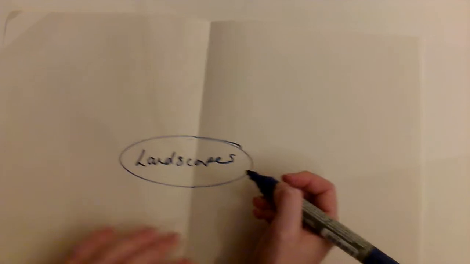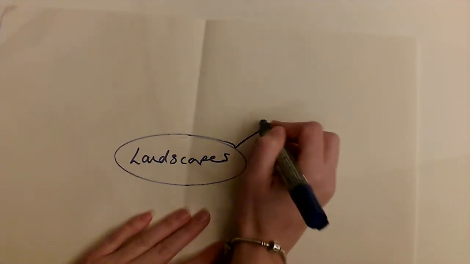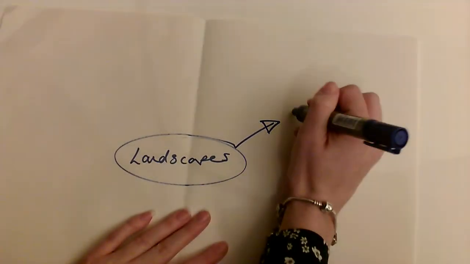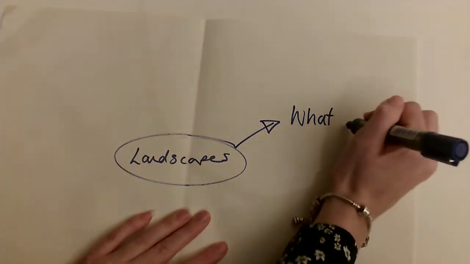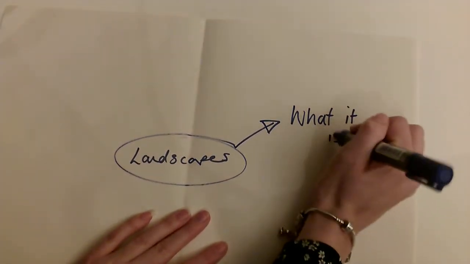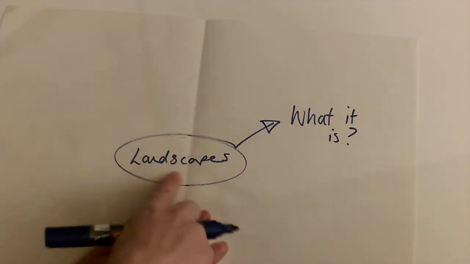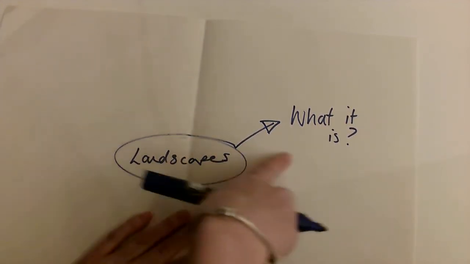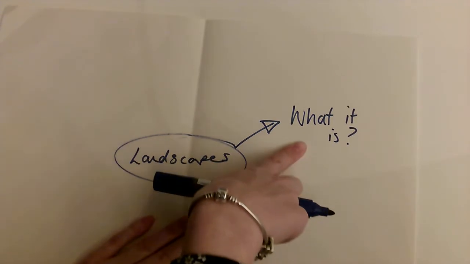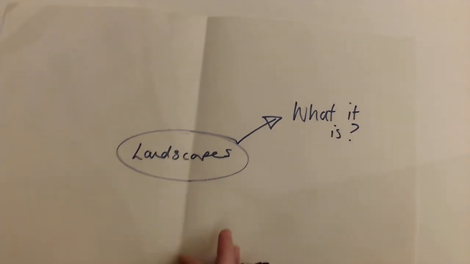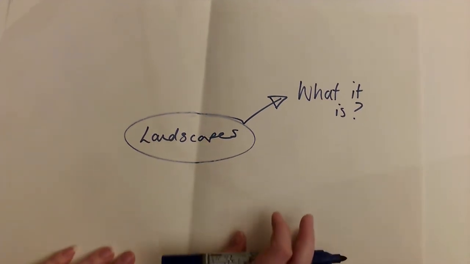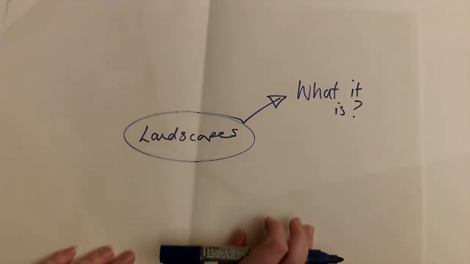The first thing I'm looking for on here is you to give me an explanation of what it is. Effectively, this word landscapes, what does it mean? So one of the things I'm looking for on your mind map is what it is. I'd then like you to brainstorm and come up with a variety of different types of landscapes.